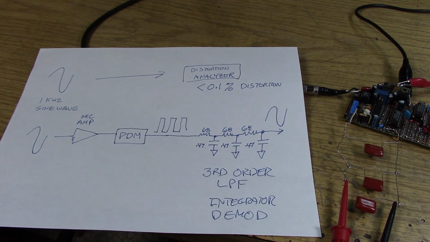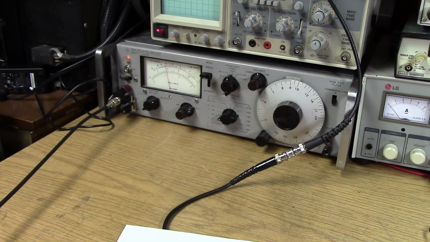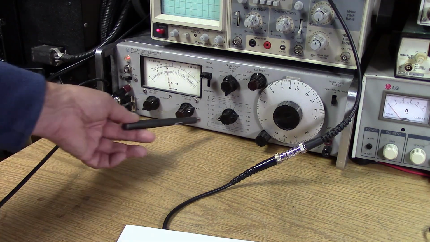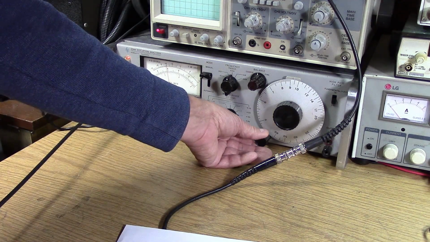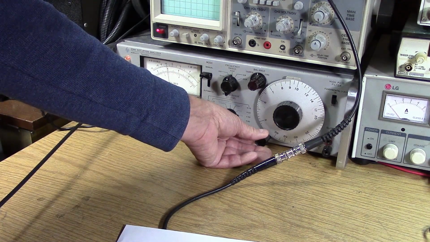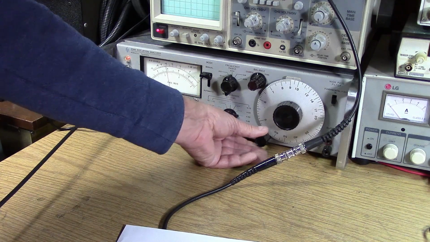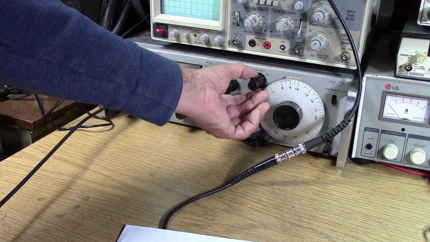Then I want to demodulate it and try to get the sine wave back, and that involves a filter. I've tried a 1-pole, a 2-pole, and a 3-pole. With a 2-pole, I was able to get the distortion down to around 2.5%, which is not bad. But with a 3-pole, I'm doing better. On the distortion analyzer, I'm on the 1% scale, and I'm hovering around 0.3, 0.4 for distortion.